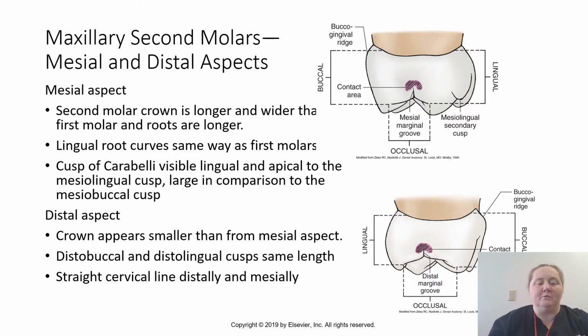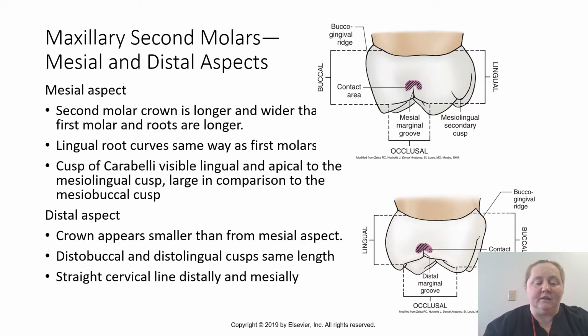Maxillary second molar, the mesial and distal aspects. The second molar crown is longer and wider than the first molar, and the roots are longer. Okay, the lingual root curves the same way as the first molars, and the cusp of Carabelli, or the tubercle of Carabelli, is visible on the lingual and apical to the mesial lingual cusp. It is large in comparison to the mesial buccal cusp.